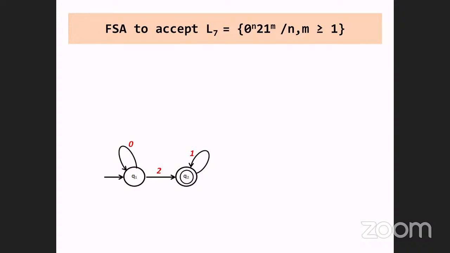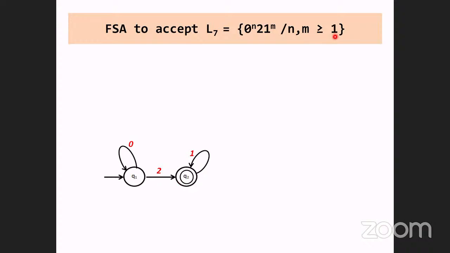Well, you find n copies of zeros, a single 2, and m copies of 1. And n and m can independently vary from 1 onwards, which means I can have 0 2 1, 0 0 2 1, 0 2 1 1, all those. Look at this machine here. Start state is Q1, and end state is Q2. This is basically n and m greater than or equal to 0.